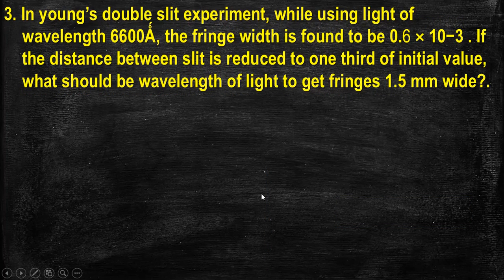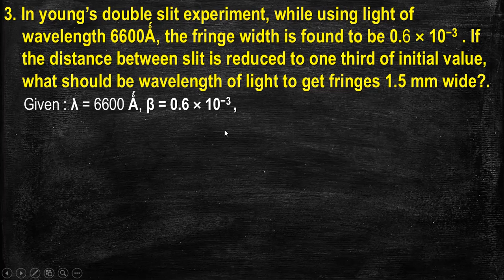Then we go to the third problem. In this problem, Young's double slit experiment, while using light of wavelength 6600 angstrom unit, the fringe width is found to be 0.6 into 10 to the power of minus 3. If the distance between slit is reduced to one-third of its initial value, then what should be the wavelength of light to get the fringes 1.5 millimeter wide?